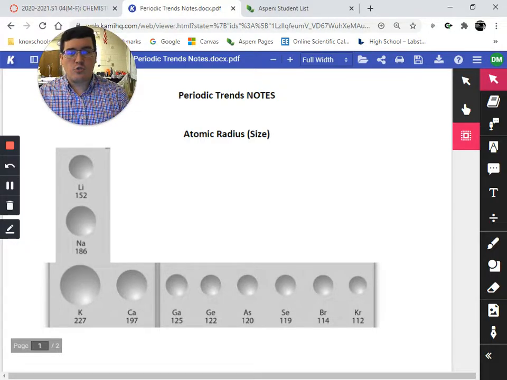So periodic trends are the idea that we can look at the way elements are placed on the periodic table. We can try and piece out some of the properties of those elements, of atoms of those elements anyways. And the first one is atomic radius.